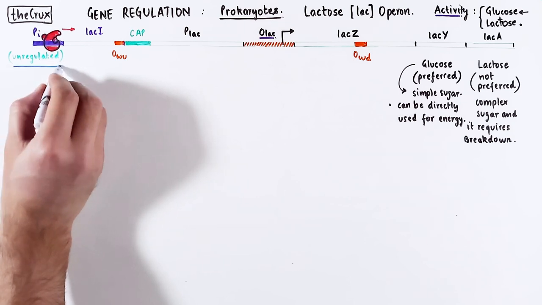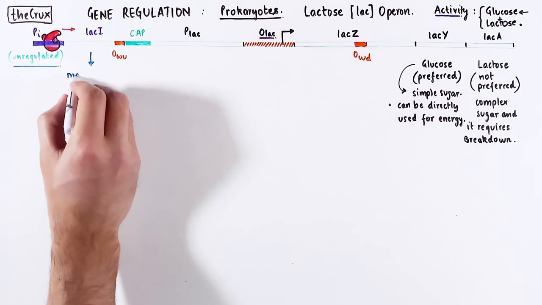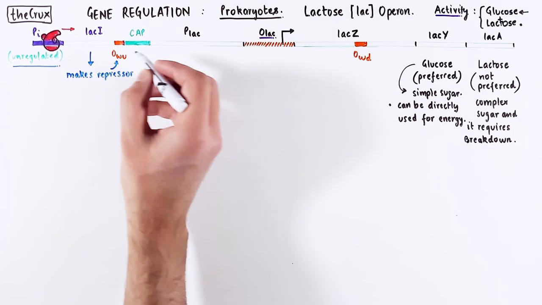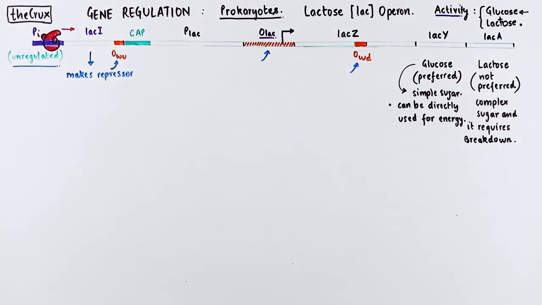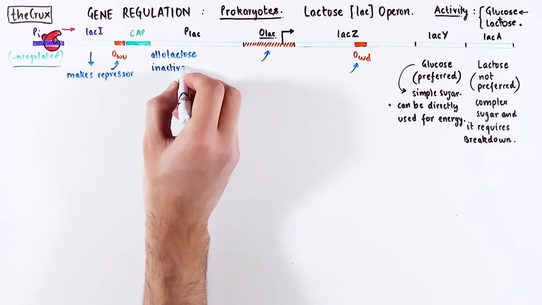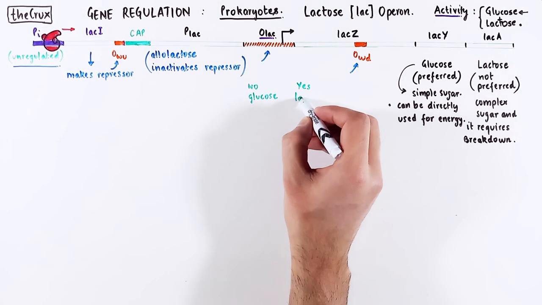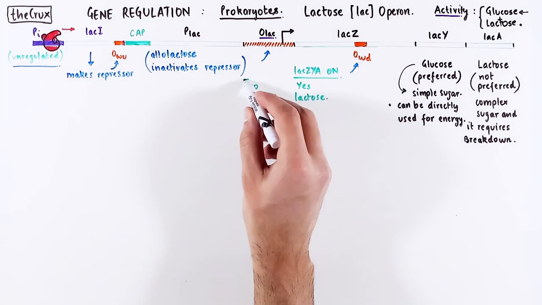Once again, we pivot ourselves with the lacI, where the unregulated promoter makes the repressor, and the repressor is active by default and binds the operator. But if allolactose is present, the repressor is inactivated. And now let's expand on the case where glucose is absent but lactose is present.